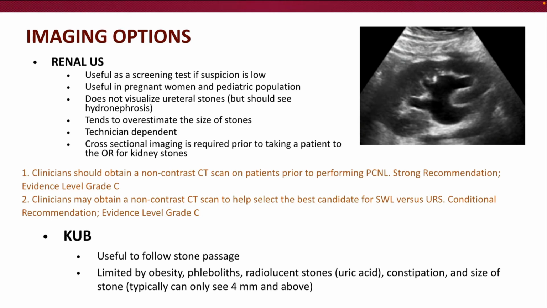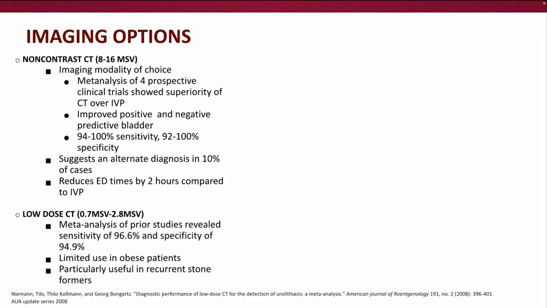Non-contrast CT is going to be your imaging modality of choice. There's been many studies showing that it is by far the best imaging modality for looking at renal colic because it's extremely sensitive and specific. It's not going to miss it. If it's not there, you know, or if it's there, it's there. And the other benefit of CT is that it may identify an alternative diagnosis up to 10% of the time. So at least you know you're not missing something else as well.